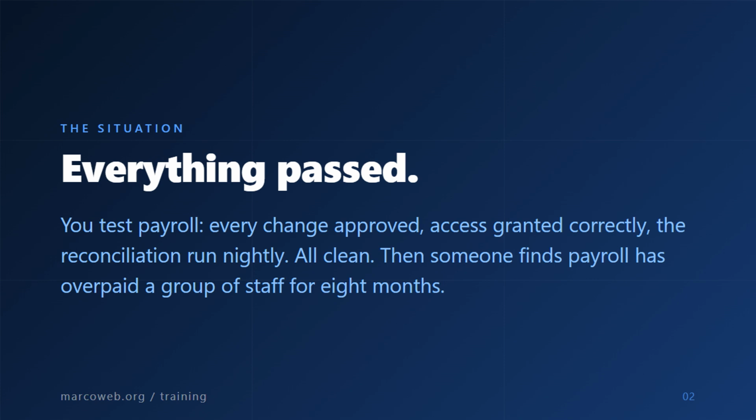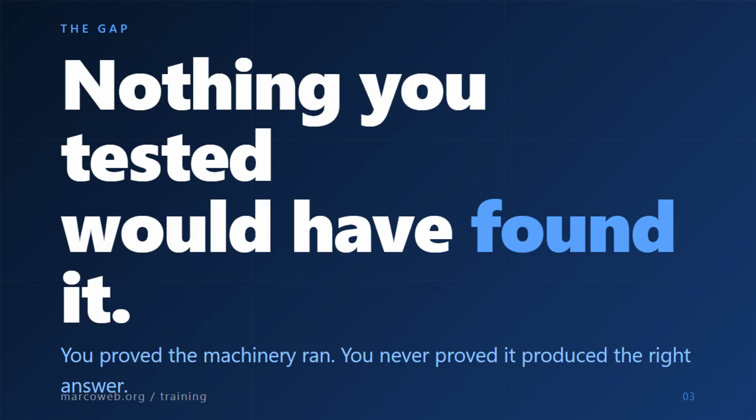Then someone points out that payroll has been overpaying a group of staff for 8 months. Nothing you tested would have found it. And that is not a mistake in your testing, it is a mistake in the type of testing. You proved the machinery ran. You never proved the machinery produced the right answer.